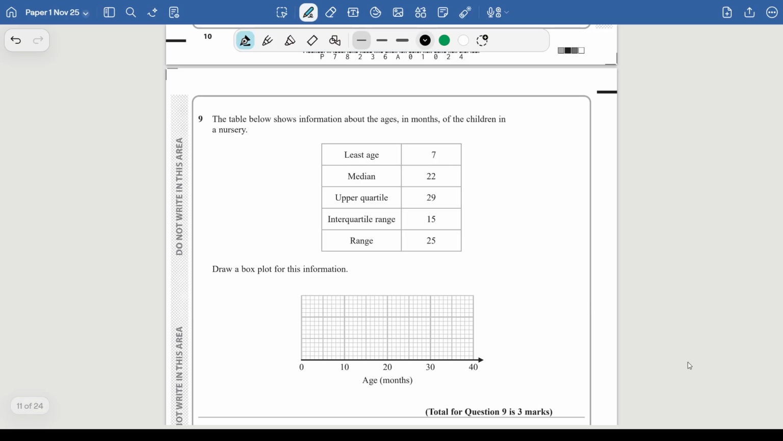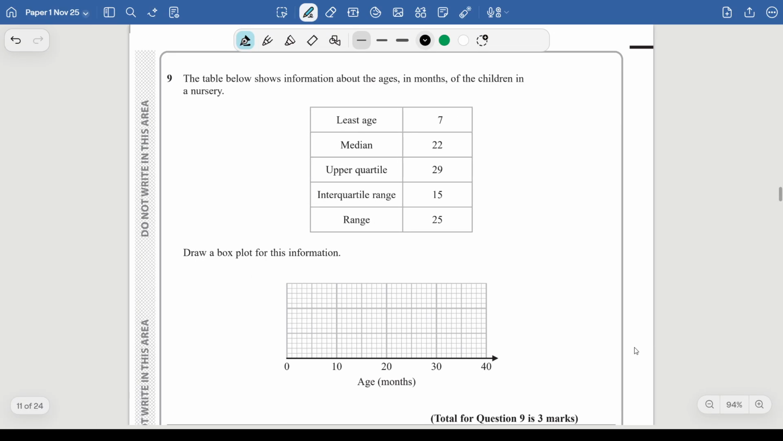Let me make it slightly larger so that it's more clearly visible. Now the table shows information about ages in months of the children in a nursery. So all this information is given. You need to draw a box plot for this information. We've got the median and the upper quartile. We don't know the lower quartile, but the range is given here. So using the range, we can find the lower quartile.